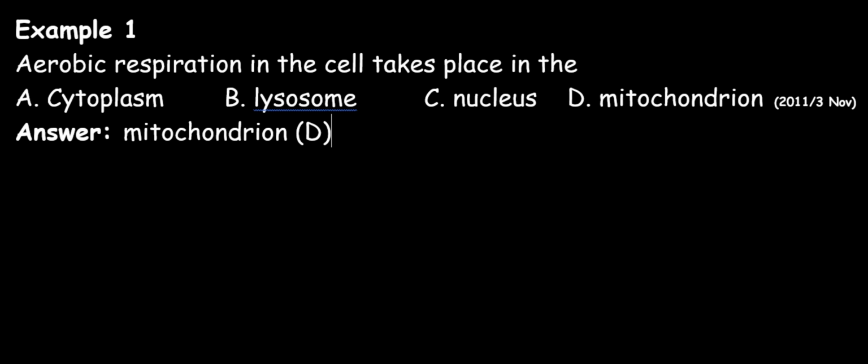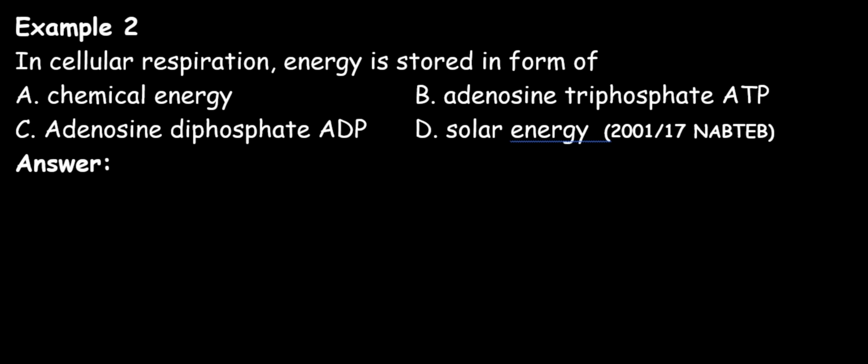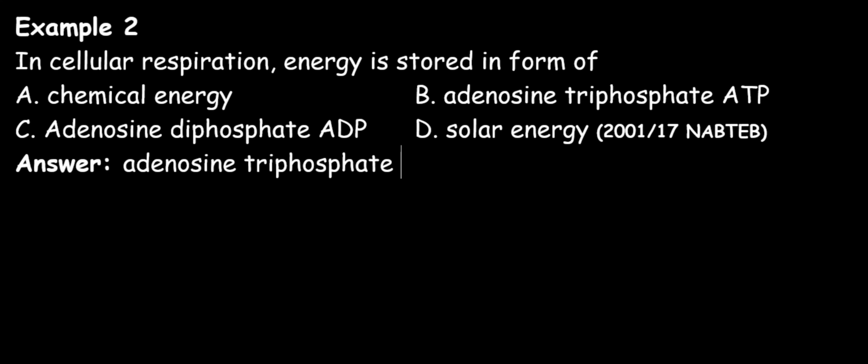So our next question says in cellular respiration, energy is stored in the form of A. Chemical energy, B. Adenosine triphosphate, that is ATP, C. Adenosine diphosphate, ADP, D. Solar energy. The answer is B. That is, in cellular respiration, energy is stored in the form of adenosine triphosphate, ATP.